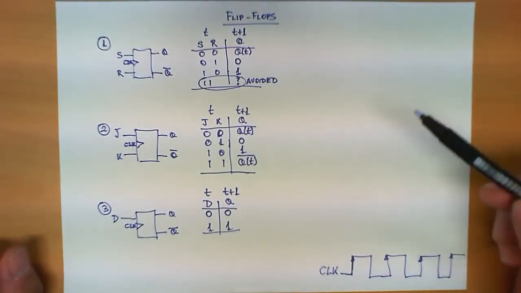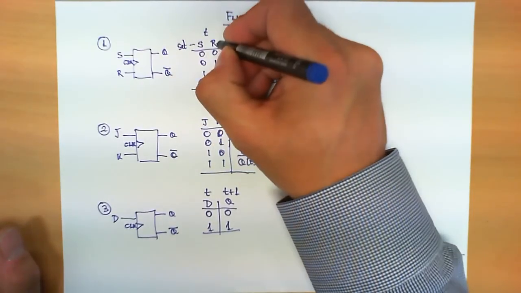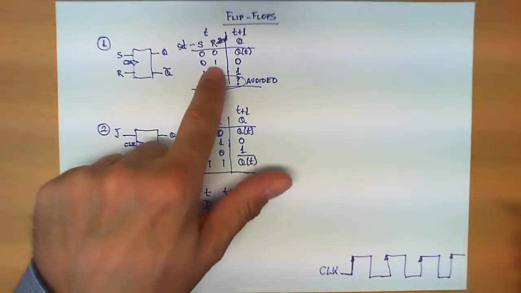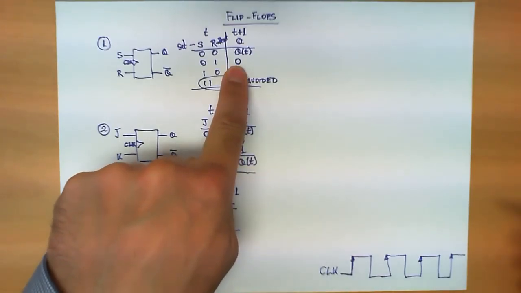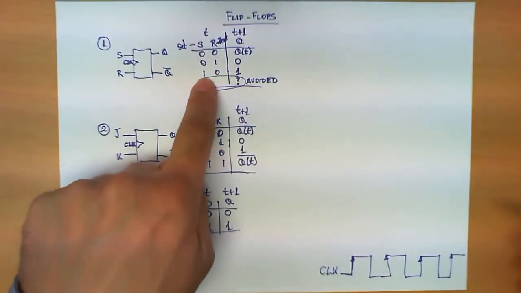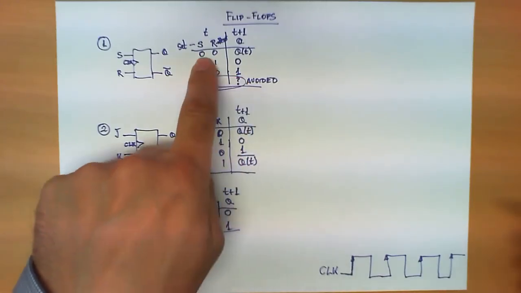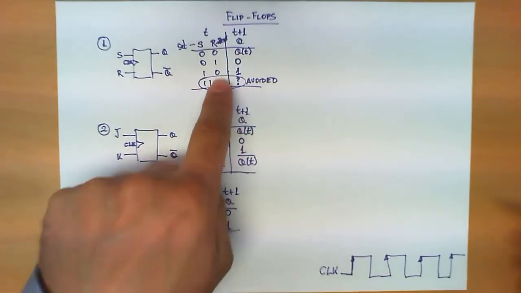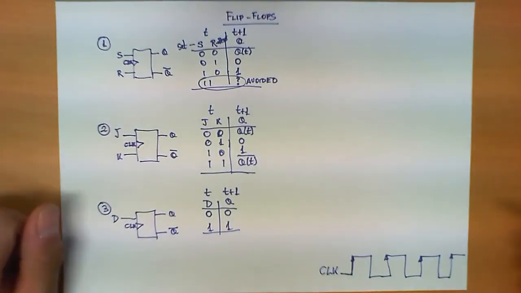This case is also easy to remember if you think of S as representing set and R as representing reset. As you can see, when R is 1, the flip-flop is resetting its value to 0. When S is 1, the flip-flop is setting its value to 1. 0, 0 means neither set nor reset. It means that it remains the same. And with the SR flip-flop, as we previously said, 1, 1 is to be avoided.